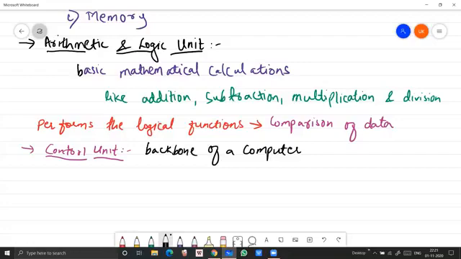So the control unit, what does it do? This is the backbone of a computer. It gives coordination, which means it provides the coordination. So what is the task of the control unit? To provide coordination between the components. It coordinates between all the components of a computer system.